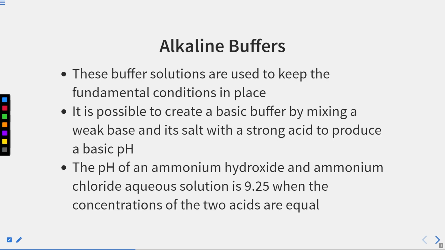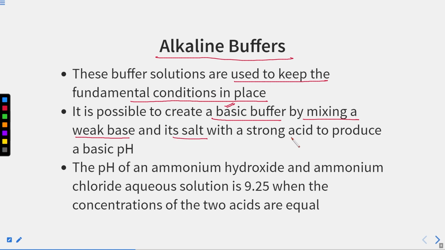Acidic buffer. Now, we will talk about another type of buffer that is called alkaline buffers. These buffer solutions are used to keep the condition fixed in place, and it is possible to create basic buffers in the same way. The same criteria used to create an acidic buffer will be used to make the basic buffer. So it is possible to create a basic buffer by mixing a weak base and its salt with a strong acid to produce a basic pH.